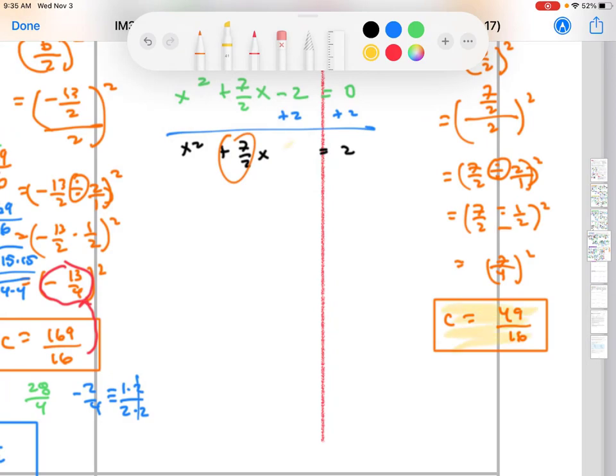So we're doing this. So 49/16 will complete the square. Let's go ahead and factor.